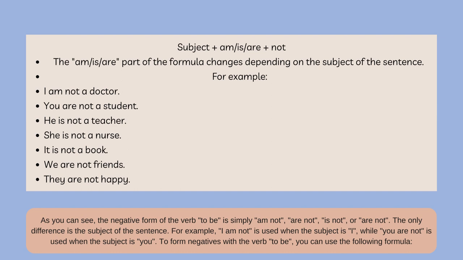For example, I am not is used when the subject is I, while you are not is used when the subject is you. To form negatives with the verb to be, you can use the following formula. Subject plus am, is, are plus not. The am, is, are part of the formula changes depending on the subject of the sentence.